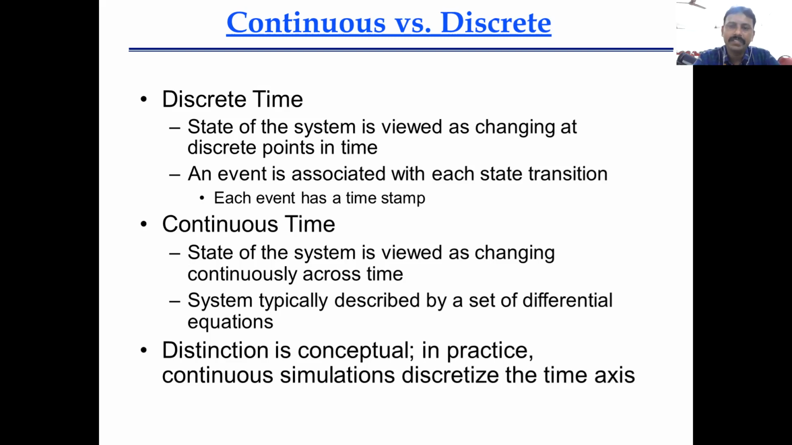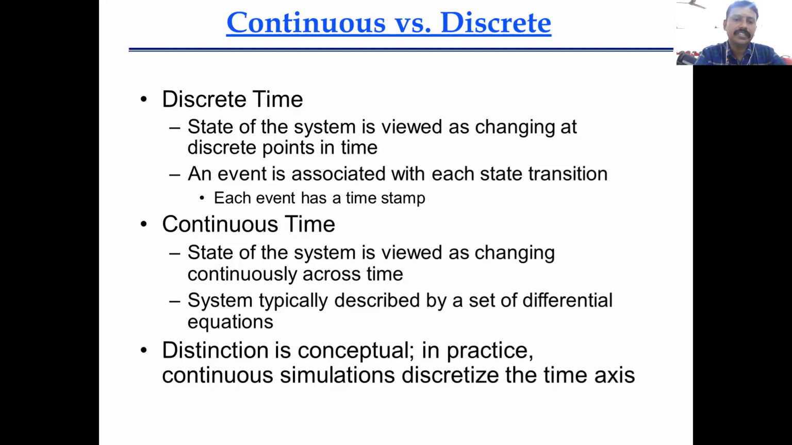The essence of discrete time is slices at equal intervals of time in a sine wave signal, whereas the sine wave itself is a continuous time signal. In discrete time, the state of the system is viewed as changing at points in time, and the event associated with each state transition is helpful, and each event has a timestamp. Why? Because every interval of time should be there in the discrete time period.